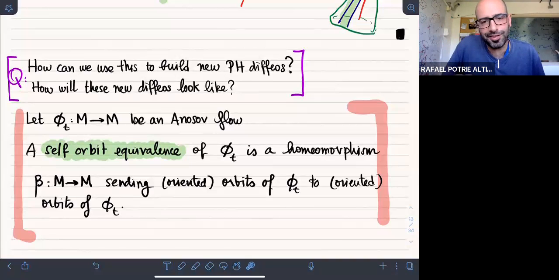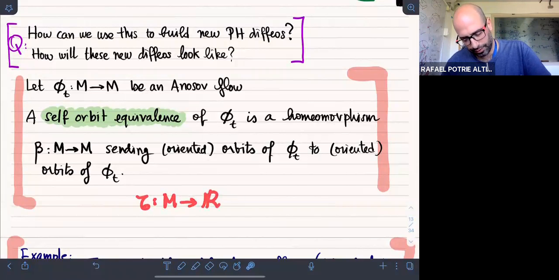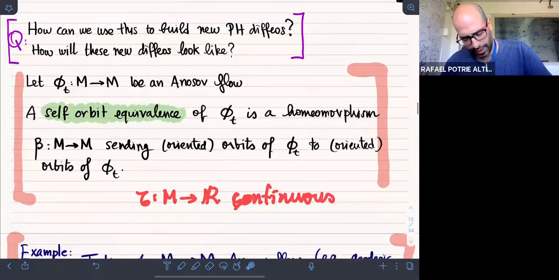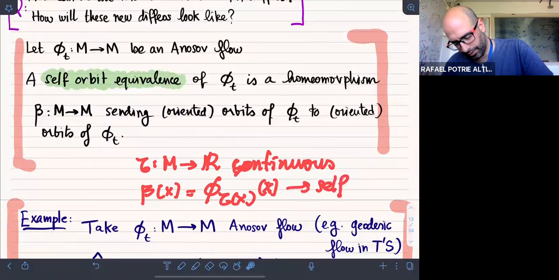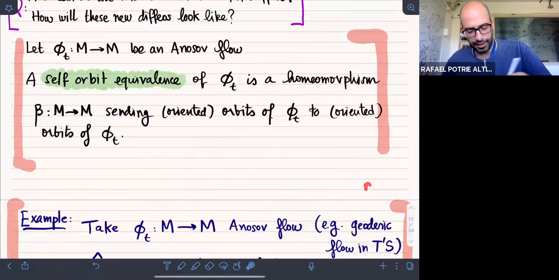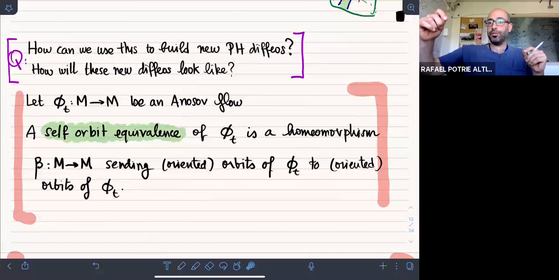Okay, so the identity, for instance, is a self-orbit equivalence, and flowing too. Another map that we define today: if you have tau a function like this, smooth, continuous here only, then beta of x defined as phi tau of x is a self-orbit equivalence, if it's a homeomorphism. But there are more interesting examples which actually permute the orbits, so take one orbit into a different orbit.